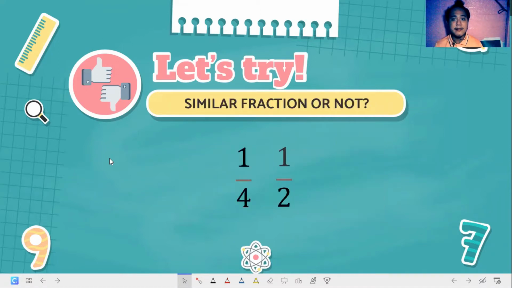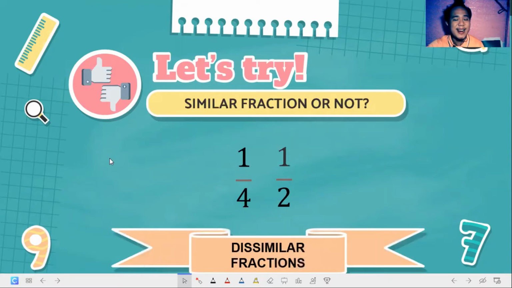Is that a similar fraction or not? I can see that all of you answered thumbs down. Why do you say so? Indeed, because fractions with different denominator is what we called as dissimilar fractions.